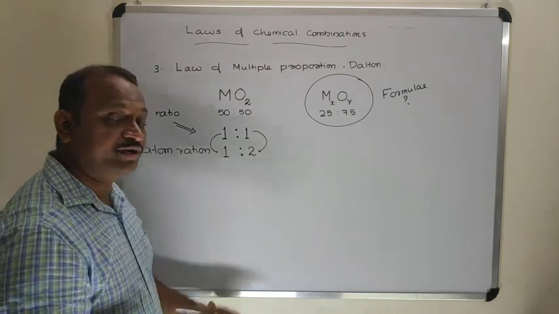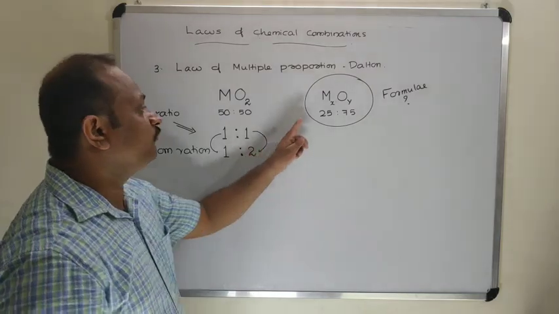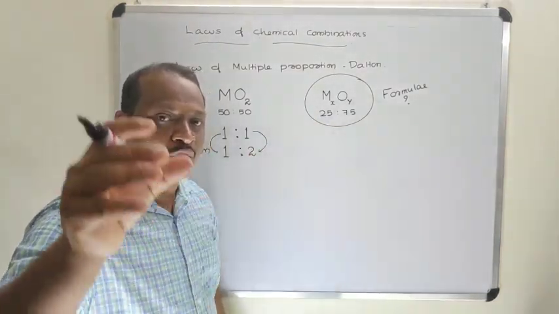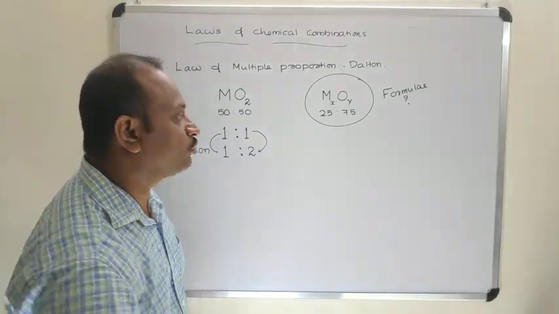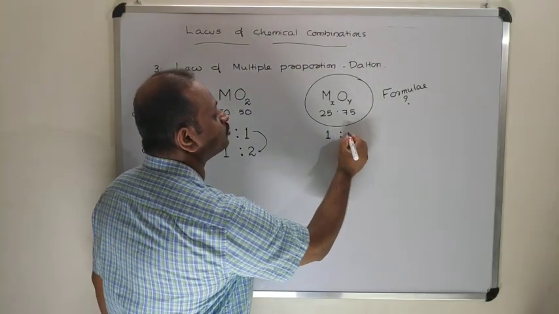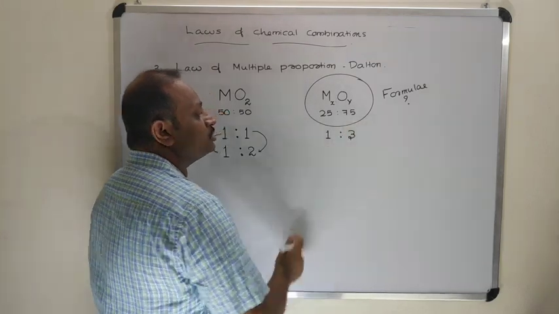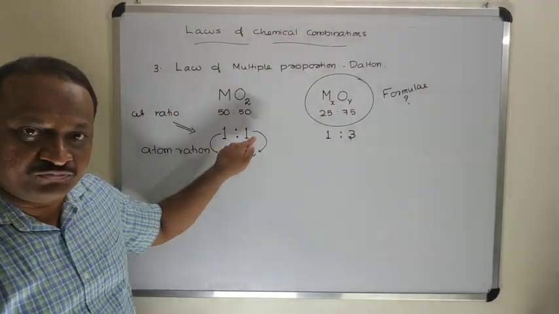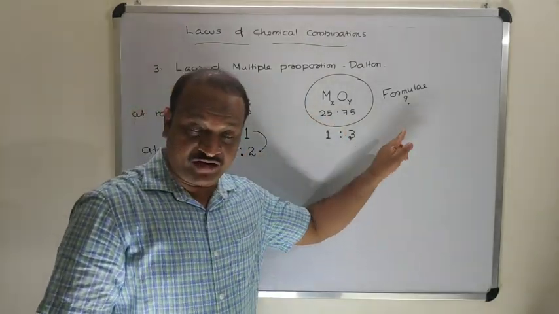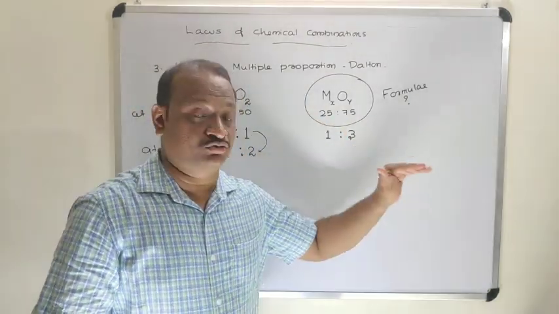So let's see the next one. What is the weight ratio we are provided with? 25 is to 75. Or else let's take the simple ratio. What is the simple ratio? It's 1 is to 3. In the earlier case, 50 is to 50, so we got 1 is to 1. But in this case we have 25 is to 75, which means we have 1 is to 3.